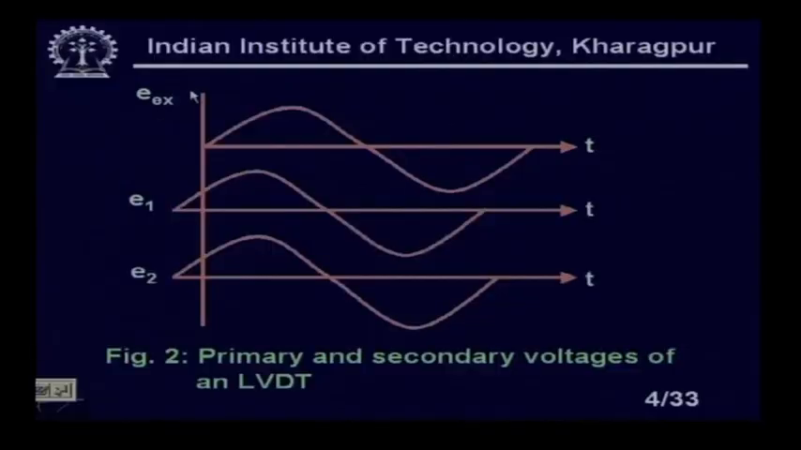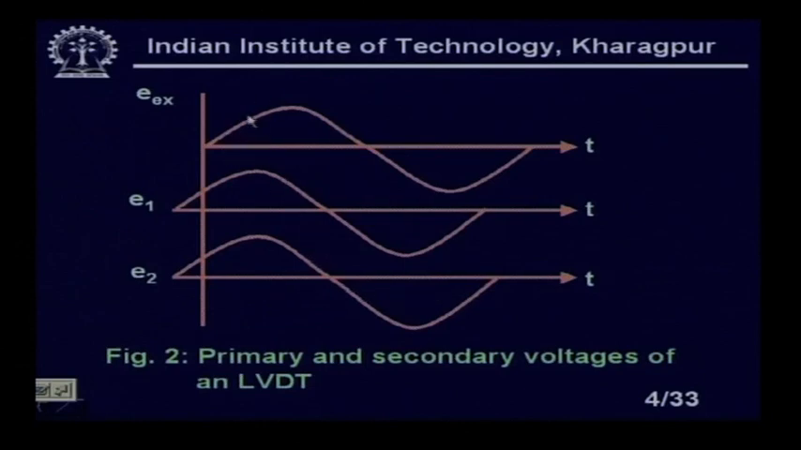Now, if you look at the screen, you see we have given the excitation voltage, the sinusoidal voltage, in the primary, and the two secondaries are identical. So, obviously, I will get two secondary voltages E1 and E2. We are assuming in these cases that the core is in the null position, that is, the geometric null position. So, I am getting outputs with equal phase difference between input and output.